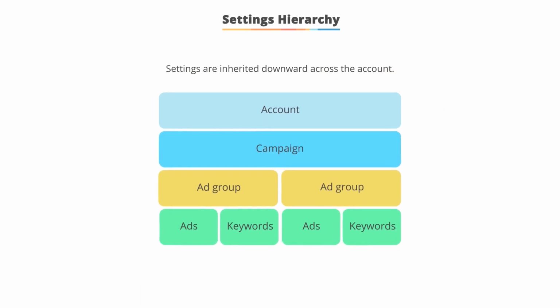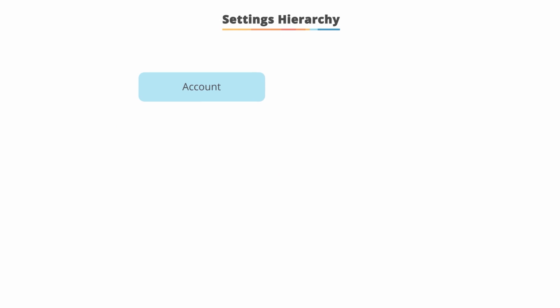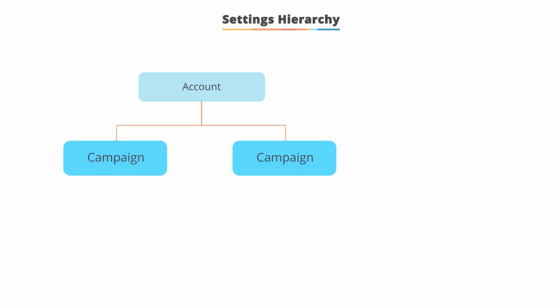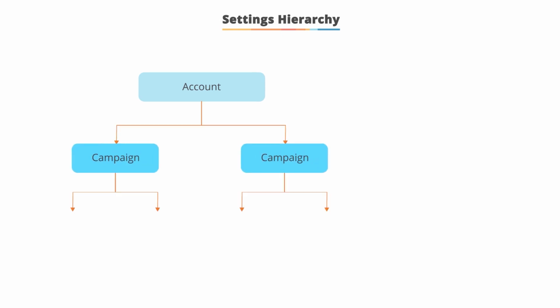Settings are inherited downwards across the account. So for instance, at the account level you set billing, the billing method is used by all the campaigns in the account, and all the ad groups.